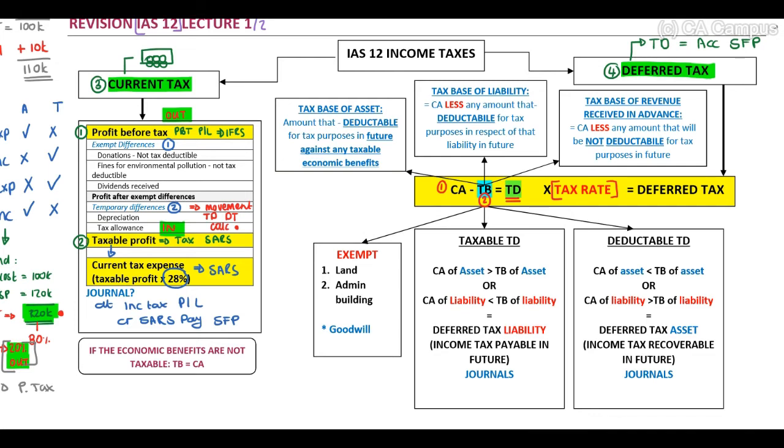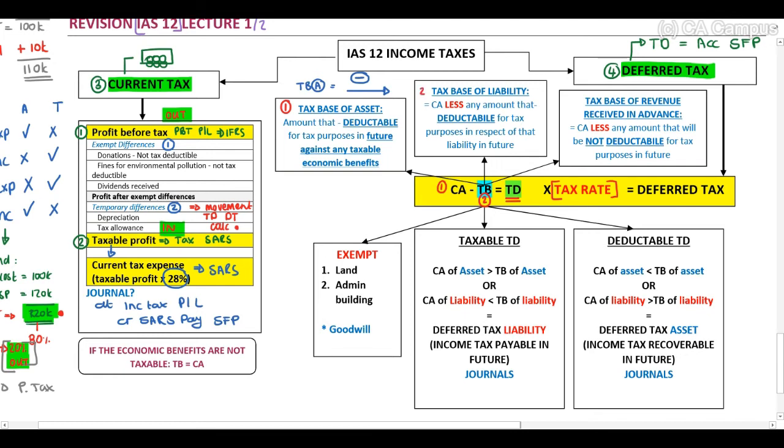Now, there are a few rules that you need to study. The first rule is how to calculate the tax base of an asset. Remember, guys, the tax base of your asset will be the amount that will be deductible against any future taxable economic benefit. Therefore, the amount that will be deductible in future.